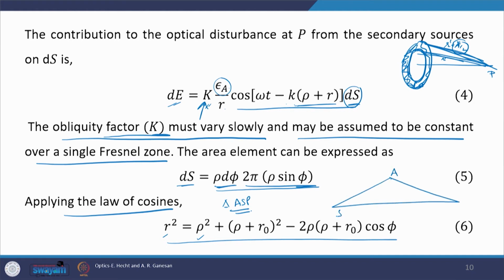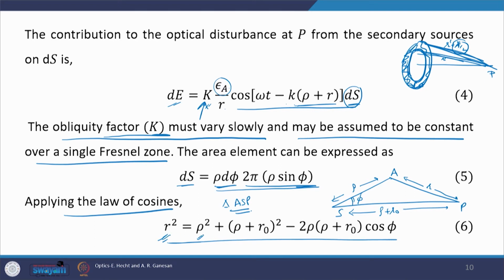This is ASP, this distance is rho plus r naught, this distance is rho and this distance is your r. Okay, and this is our phi angle. Now, in this ASP triangle we can use basic trigonometry and get this relation between all the sides of the triangle. In this triangle all the sides are given and one angle is given.